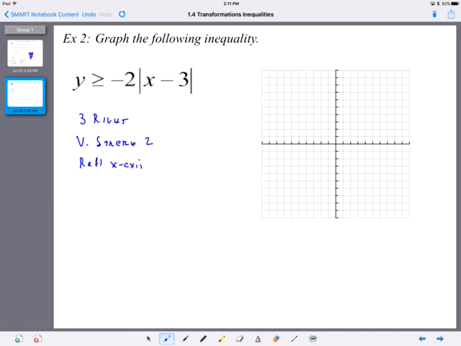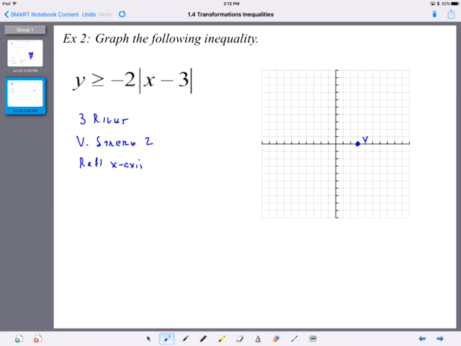So we have our parent function, which is (0, 0), (1, 1), (2, 2), (negative 1, 1), (negative 2, 2). And then these three things are going to happen. We're going to take the vertex, which was at (0, 0), and shift it 3 units to the right. So now here's your new vertex. It's going to get reflected over the x-axis, so instead of opening up, it's going to open down. But it's also going to happen by a stretch of 2.